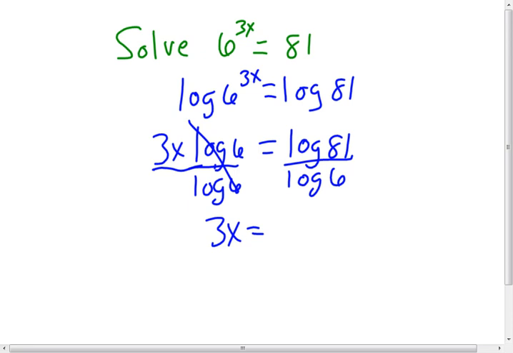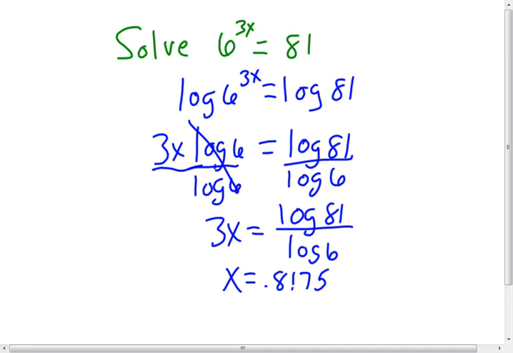Which is, on your calculator, you would punch that in. And then taking that answer and dividing it by 3, x would then equal 0.8175. Remember, you have to divide by the 3 on the x in order to get x by itself. So whatever this answer is, log 81 over log of 6, you would then further divide it by 3 in order to get x. So that concludes section 5. Make sure you know your properties for common logs base 10.